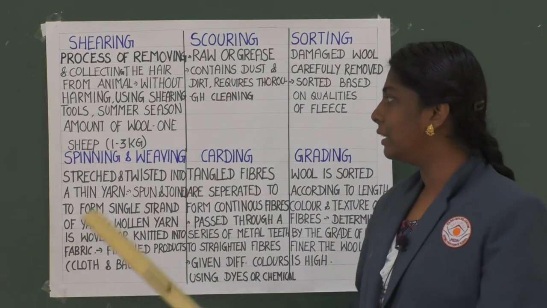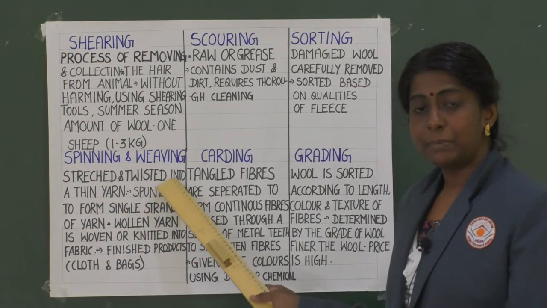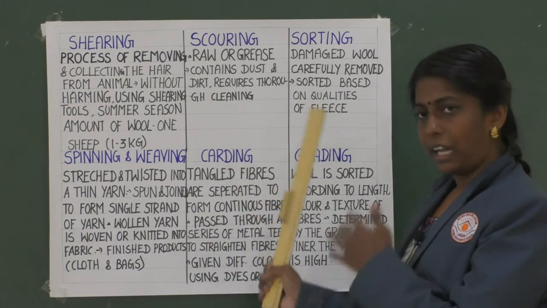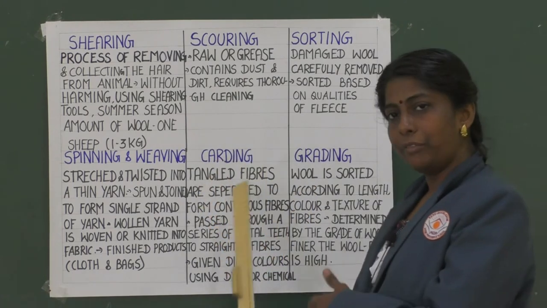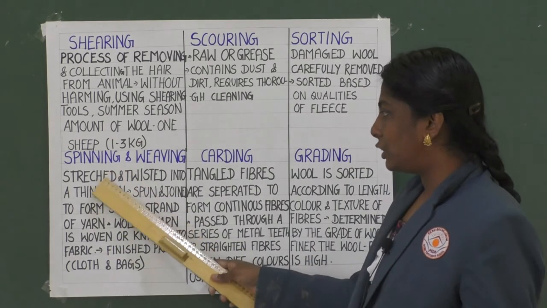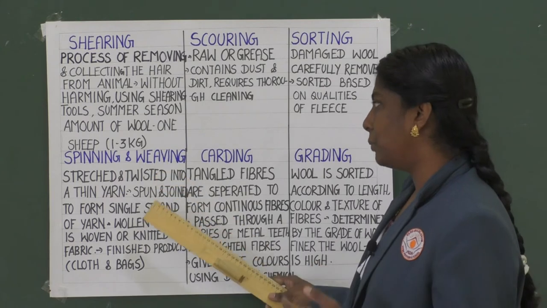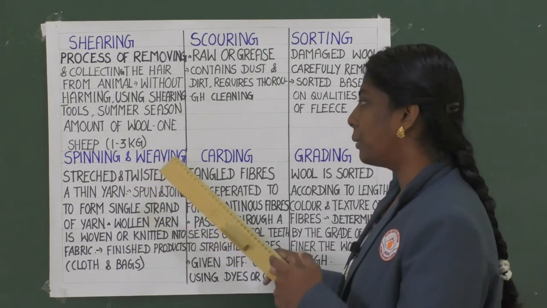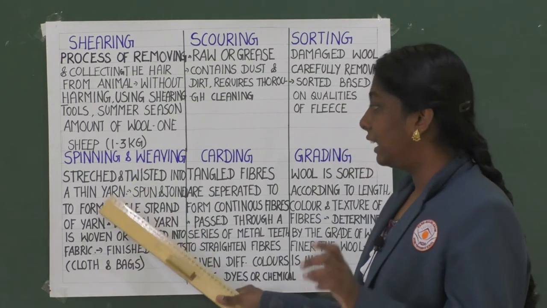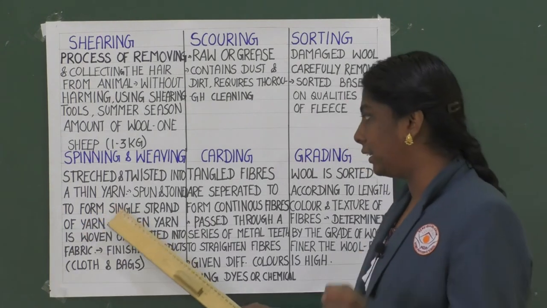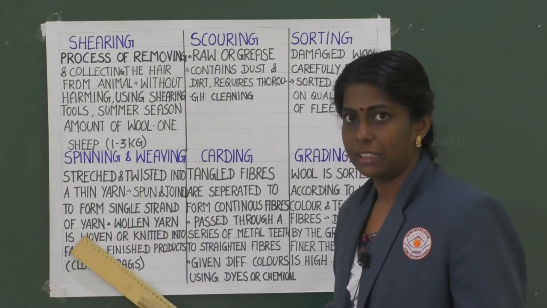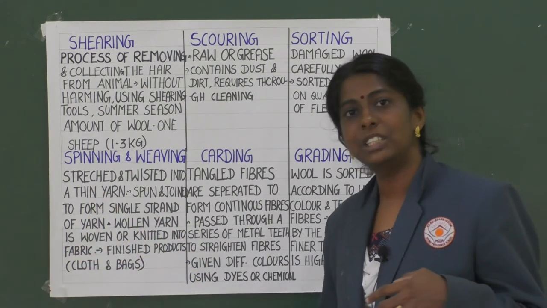Now about the final step, that is spinning and weaving. Here, the fiber we are getting from the carding step is subjected to spinning and weaving. The stretched and twisted fibers are then made into thin yarns, and then again the yarns are spun and joined together to form a single strand of yarn.